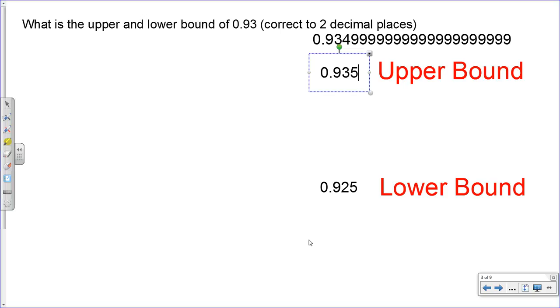Now I know you're thinking, hold on, Jason, you said correct to 2 decimal places. There's 3 decimal places here, and 3 decimal places here. Remember, if you were to round these to 2 decimal places, both of these would make 0.93. So this is the answer, and this is the answer.